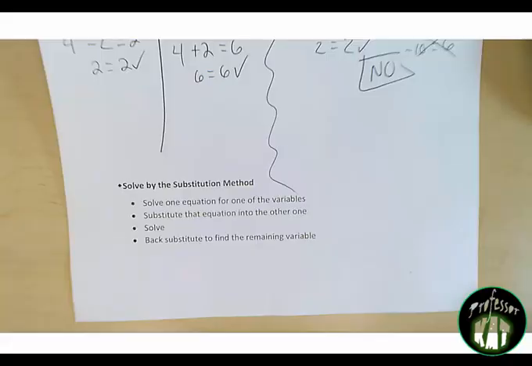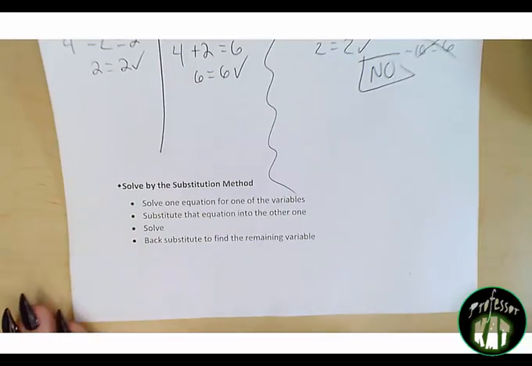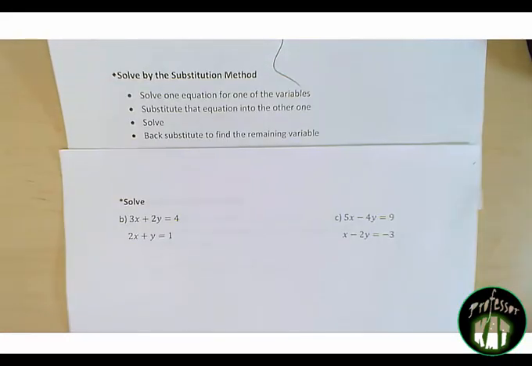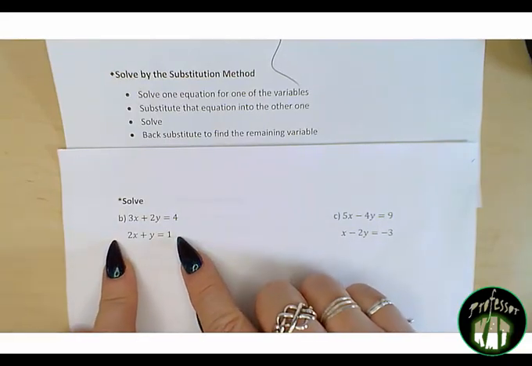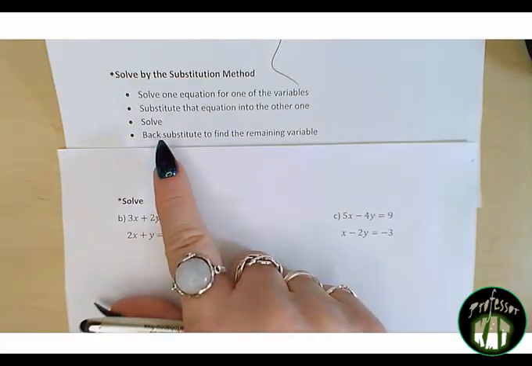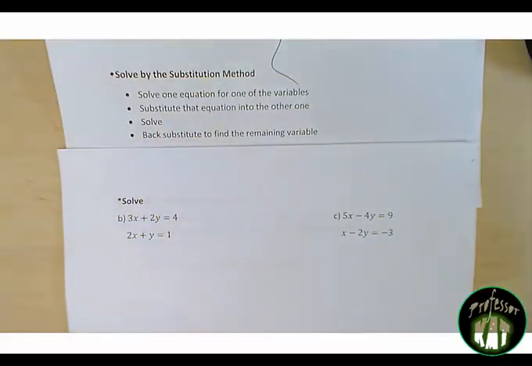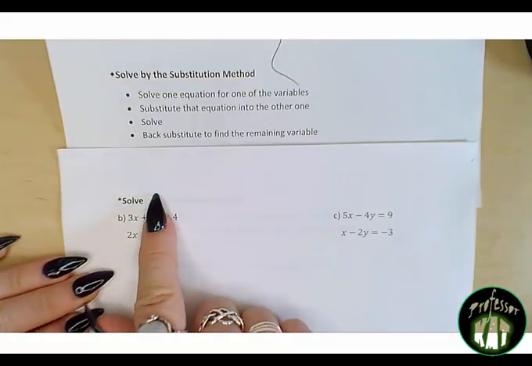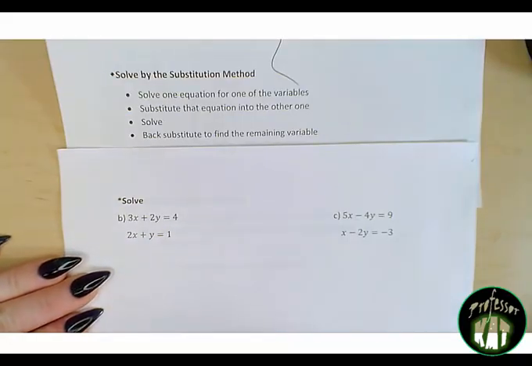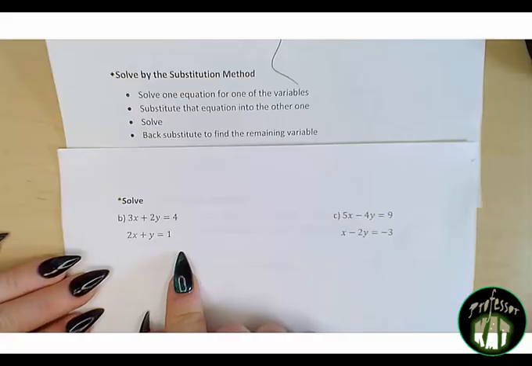Now, next we're going to talk about solving a system using the substitution method. Whenever we use the substitution method, what they're asking us to do is simplify one of our equations, solve it for one of the variables, either x or y, whichever one is easier to solve for. You want to solve it for one of the variables because you want to take that equation and substitute it into the other one.